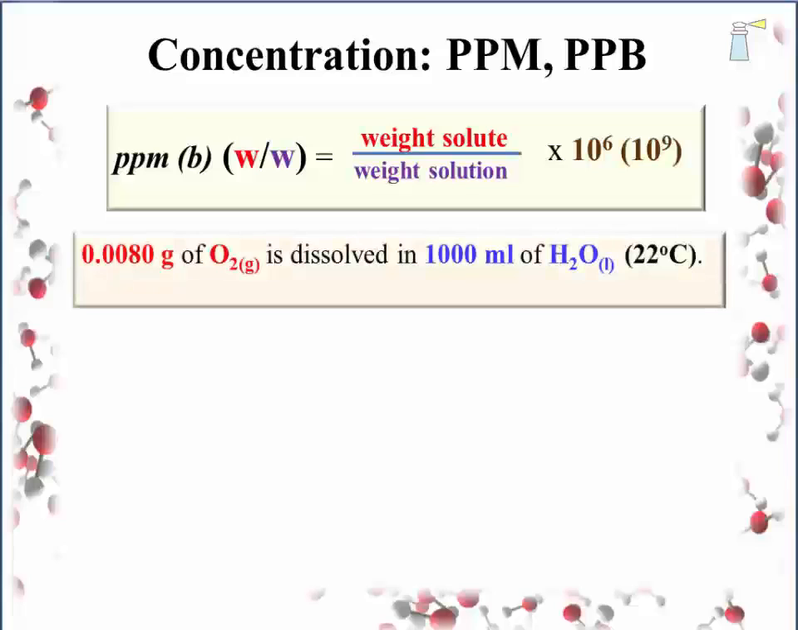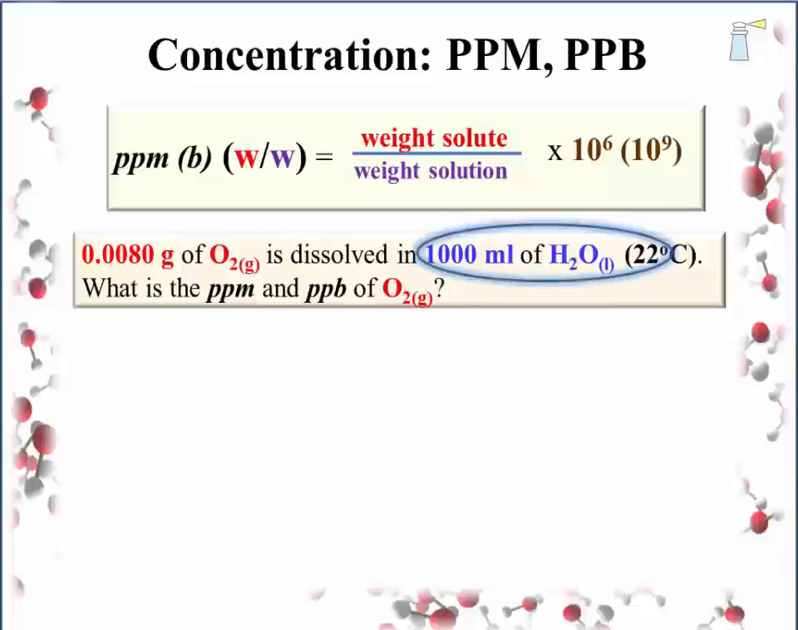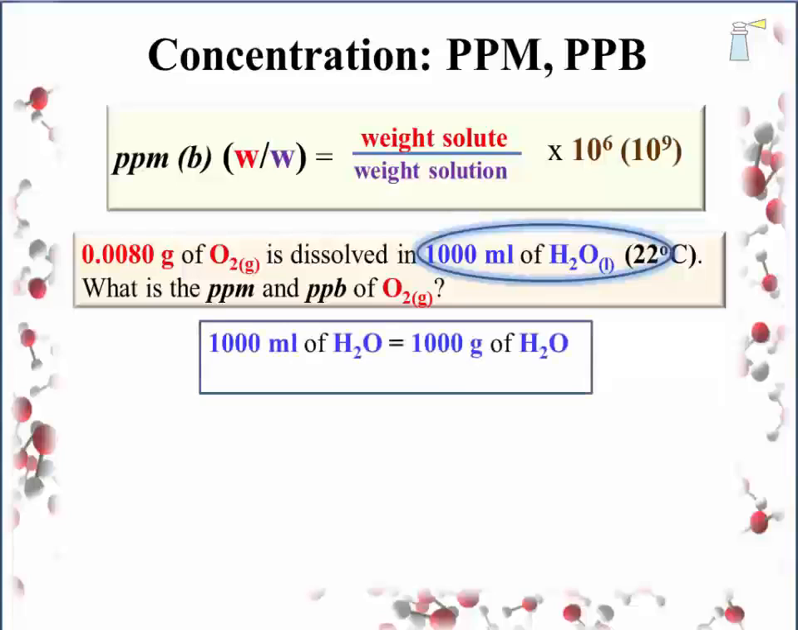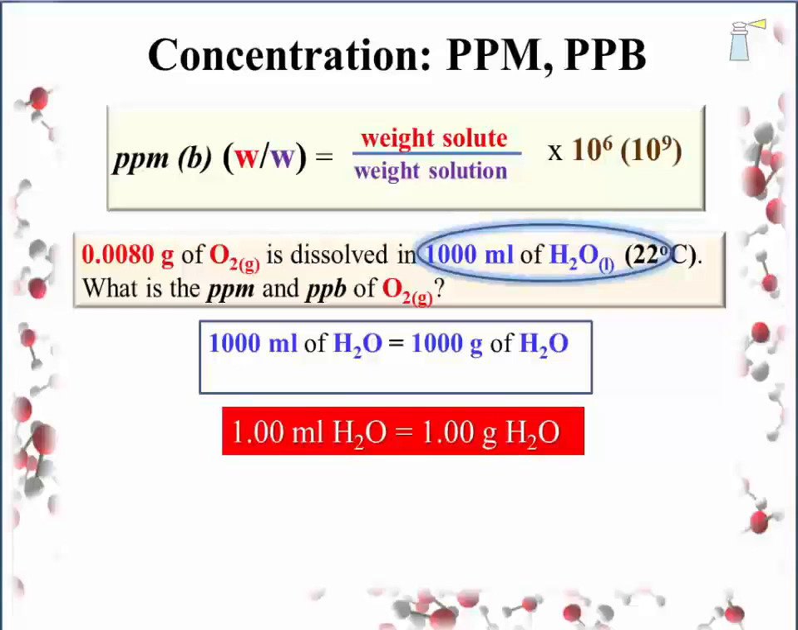0.0080 grams of oxygen, O2, in the gas phase is dissolved in 1,000 mL of H2O, liquid phase, at 22 degrees Celsius. What is the ppm and ppb of O2? There are two issues regarding the solvent water. The first is that it is given in volume units of mL, but the concentration scales want weight in the same unit as the solute, grams. We've seen this before. It is handled by making the equivalent statement of 1,000 mL of water equals 1,000 grams of water at 22 degrees Celsius. That is based on the density of water at room temperature.